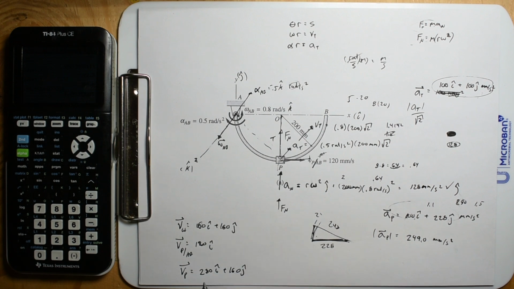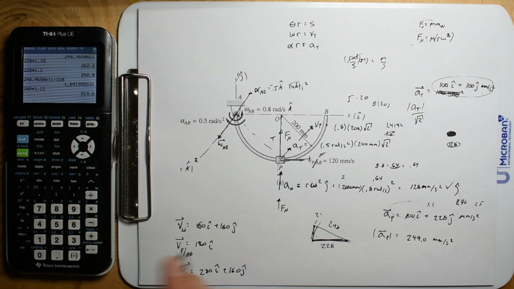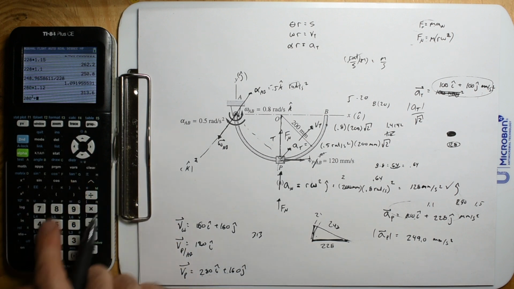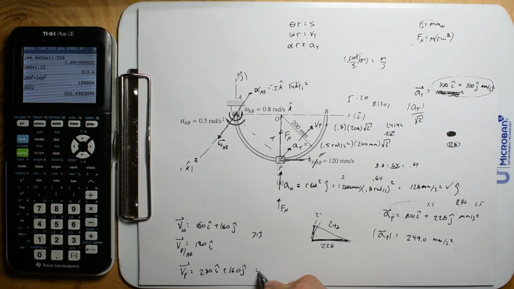Well, let's try to do it again. This looks like about half, so we're going to have like 280 times 1.12. I don't know, maybe it's 313. Let's see if we're pretty close. 280 squared plus 160 squared, square root of that, and we undershot. The magnitude of this is 322.5 millimeters per second.